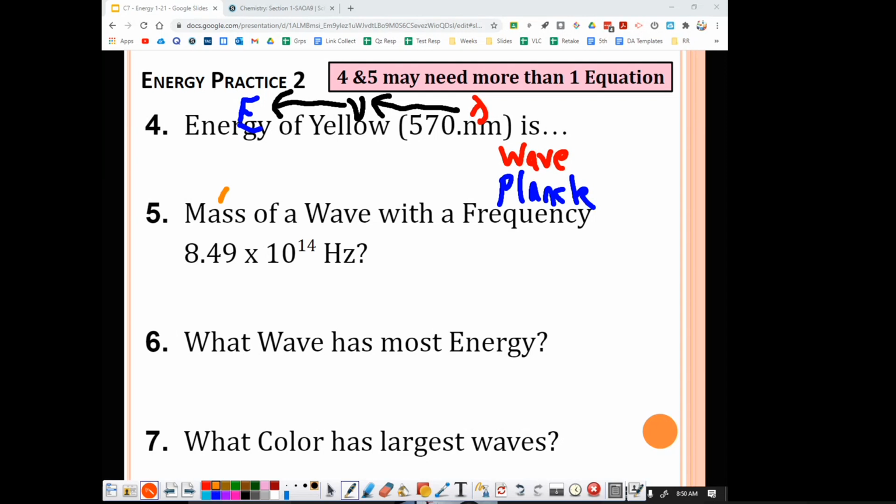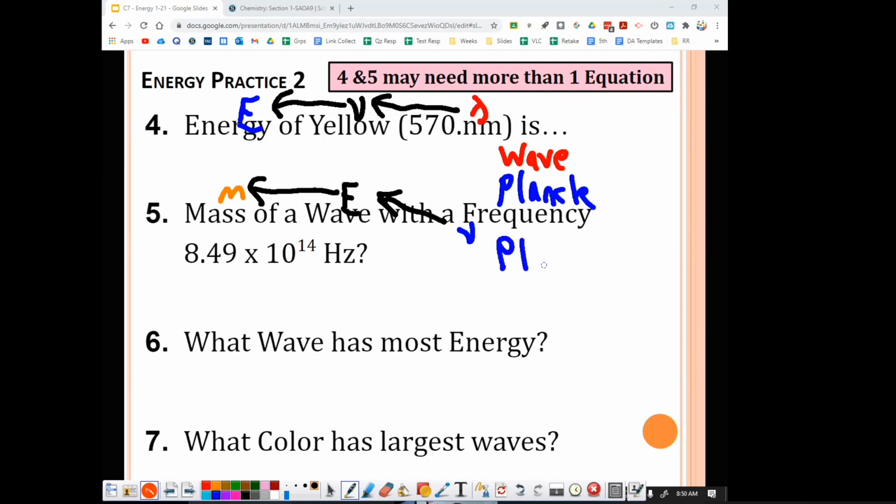The next one asks for mass. That is definitely Einstein with a frequency. Well, in this case, if we have mass and we've got frequency, we can take frequency and change that to energy using Planck. So we can take frequency, change it to energy, and then change energy to mass. So in this case, our thing we're going to use as a bridge is energy. We're going to do frequency to energy with Planck, and then we're going to do energy to mass with Einstein.